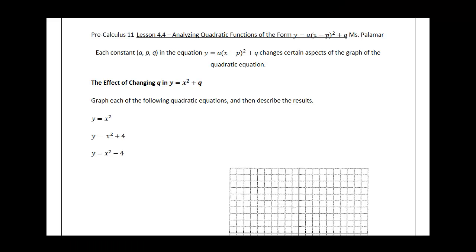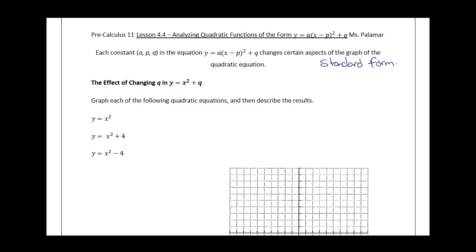This is lesson 4.4, analyzing quadratic functions of the form y equals a multiplied by (x minus p) all squared plus q. Each constant, a, p, and q in that equation changes certain aspects of the graph of the quadratic equation. Even though when we first look at this equation it doesn't quite look like a quadratic, it is. It's just a quadratic in standard form.